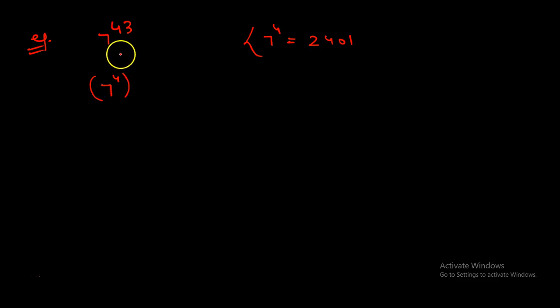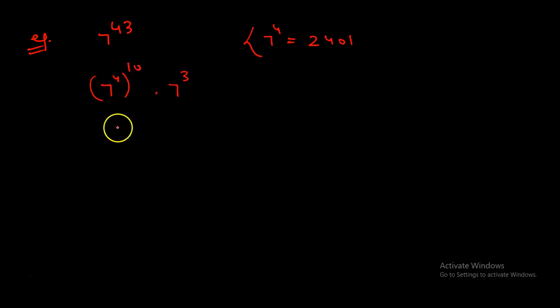Similarly, if the number ends in 7, like 7 raised to the power 43, we have to find the last two digits. Again we know that 7 power 4 is 2401, which ends in 1. So we can convert it like this: 7 power 4 raised to 10, and 7 power 3. For 4, 10 times is 40, and with 3, it is 43.